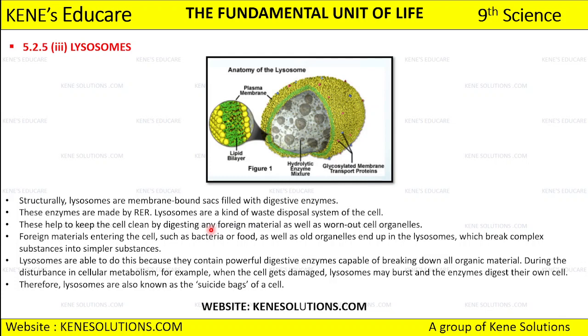lysosomes only, because what will lysosomes do? They are going to break the complex substances into simpler substances. Okay, and how do lysosomes digest any foreign material inside the cell? Because they have powerful digestive enzymes within them which are capable of breaking down all the organic material. Okay, how are the lysosomes going to digest this foreign material?